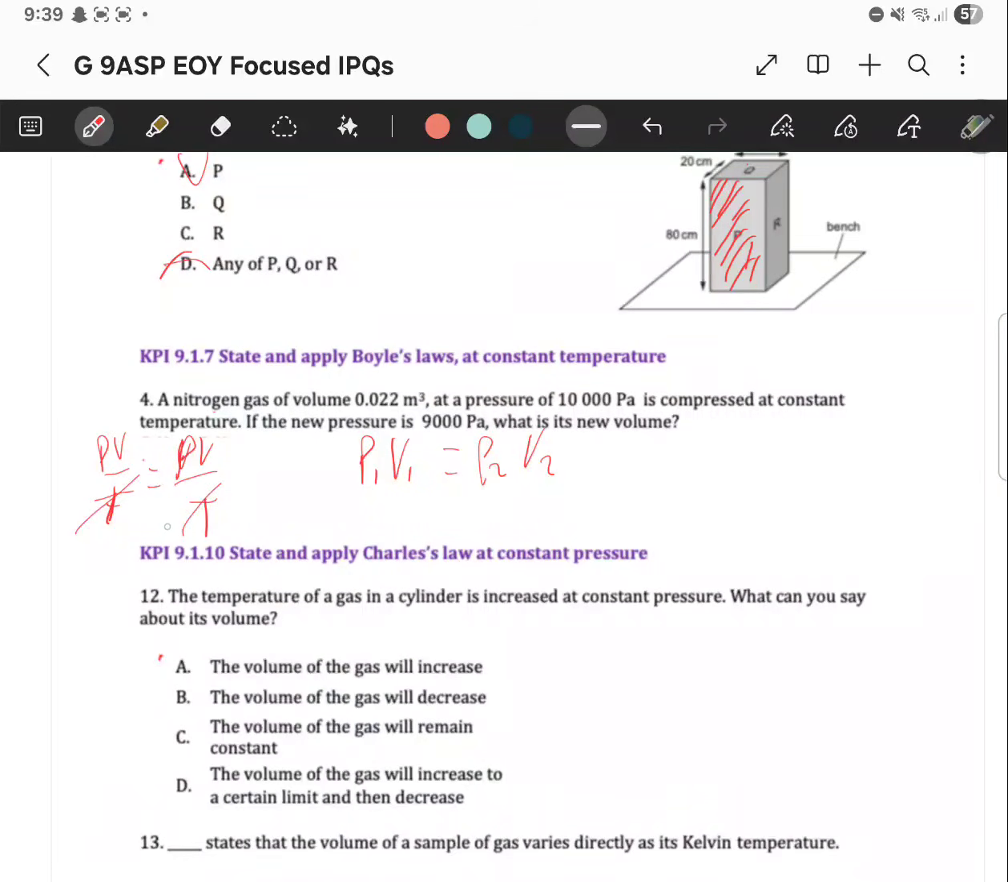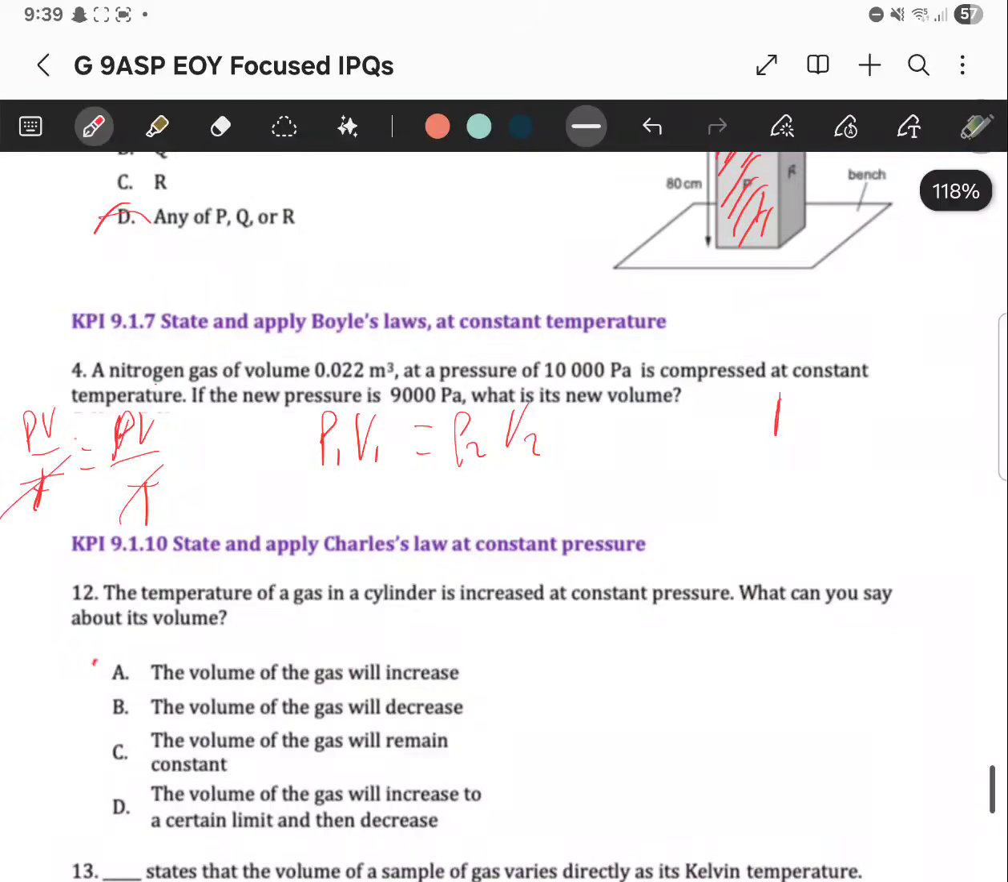P2V2. So I'll use that. I'm cancelling the temperatures because I don't need it. Now I just need to figure out which one's which. I normally like to write it like this: P1 equals, V1 equals, P2 equals, V2 equals. That's not squared, that's a 2.